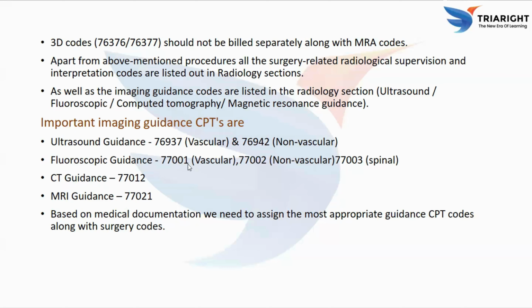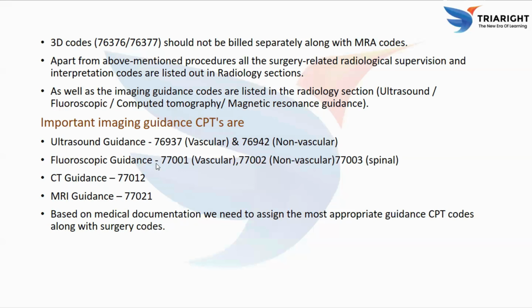And what are the important imaging guidance CPT codes here? First, ultrasound guidance: 76937 for vascular access guidance, and 76942 for non-vascular guidance, biopsy, injection and aspiration. What is the documentation required here? Real-time imaging, a permanent image saved, and needle entry visualized. Examples are central line insertion for code 76937 and thyroid biopsy for 76942.